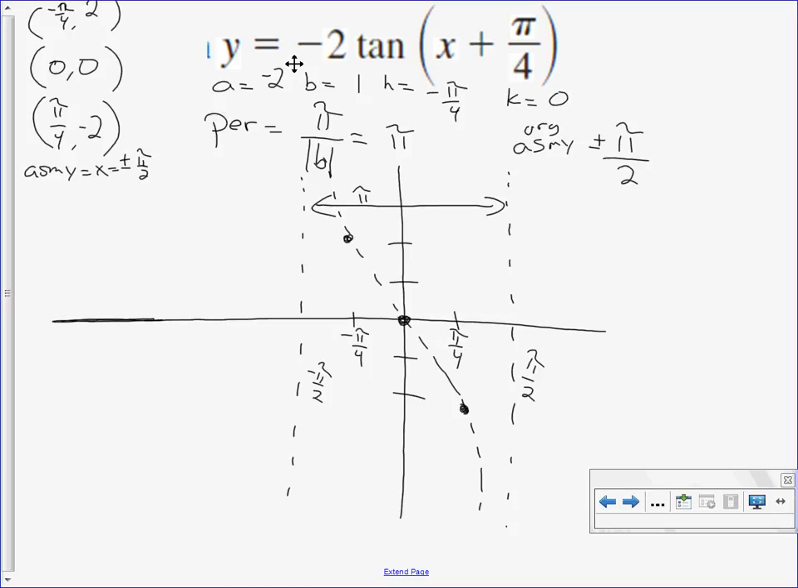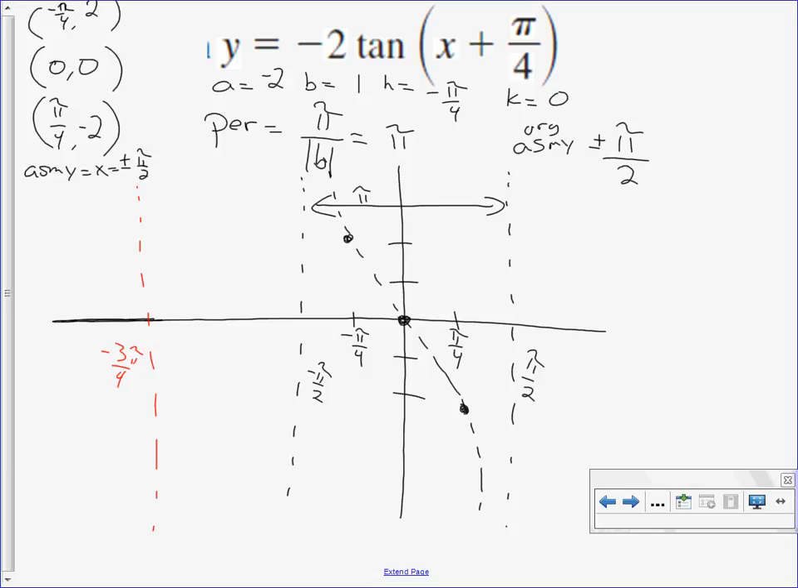Then take your asymptotes. Your new asymptote's going to be at, well, if I take negative pi over 2 and I move it to the left, pi over 4, well, that's negative 1/2 minus a fourth. What do you get? 3/4. Negative 3/4. So my new asymptote for here is going to be over here at negative 3 pi over 4. Okay?